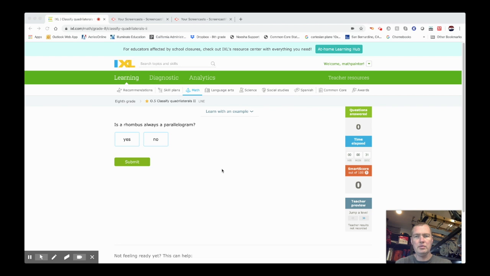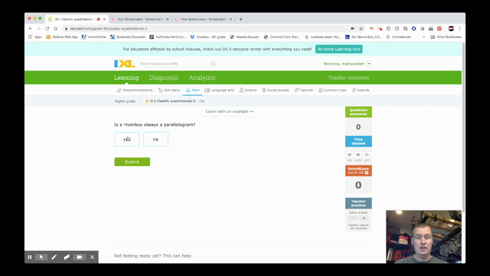Today we're working on O5 Classify quadrilaterals 2. Alright, this is just like O4. However, a little bit more difficult because they're going to ask, is a rhombus always a parallelogram? So they want you to be able to connect the vocabulary terms with the other terms. Alright, so starting out, the first one, is a rhombus always a parallelogram?